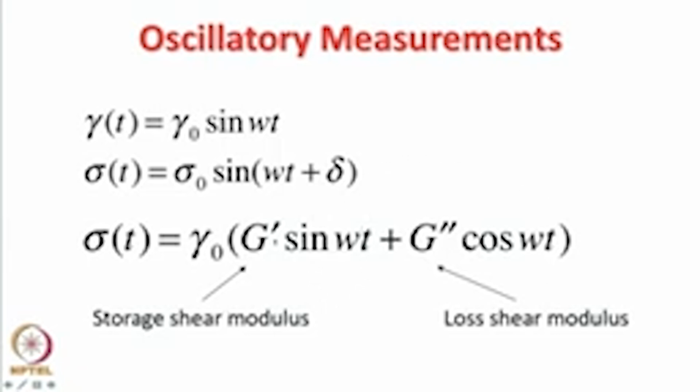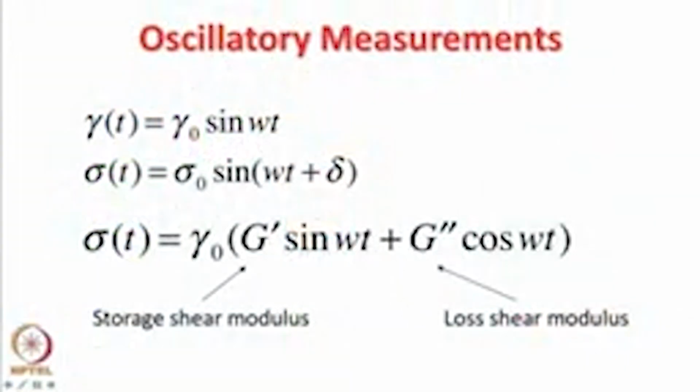For a fluid, when you expose it to stress, it flows, but it does not recover. So, that energy which is pumped into making the fluid flow is lost. This is why G double prime is referred to as the loss modulus. It is actually the loss shear modulus, because you are measuring shear experiments. And G prime is the storage shear modulus.